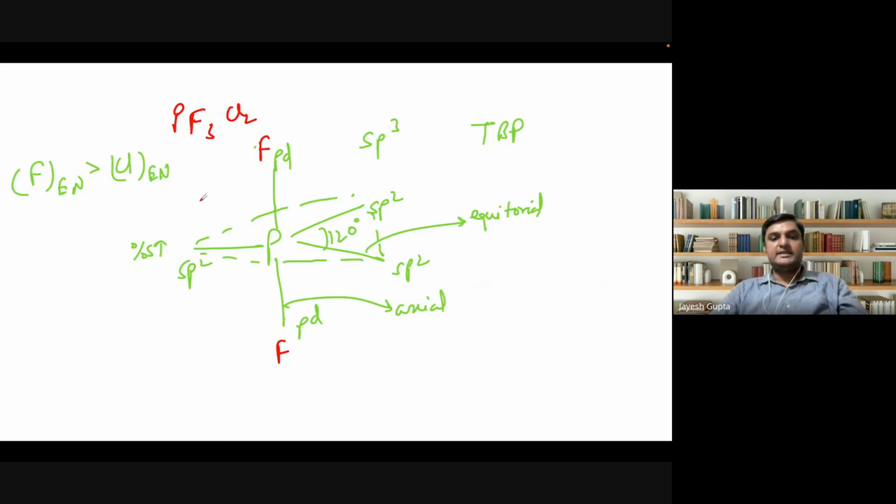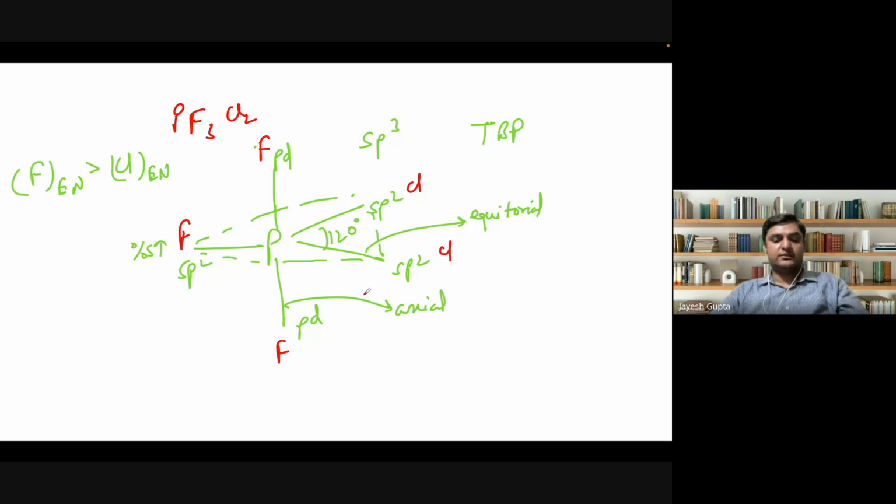And the chlorine, less EN, will go to higher percentage S character or higher percentage hydrogen position. So hydrogen we are having equatorial. So here chlorine, here chlorine. Now one fluorine is left. There is no position in PD left. So it has to go in equatorial only.